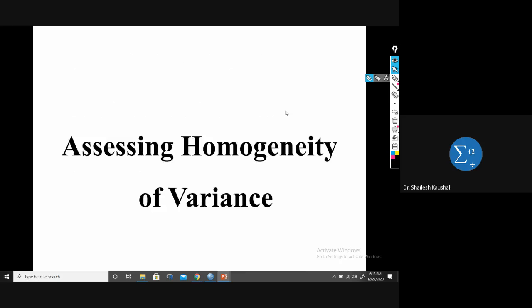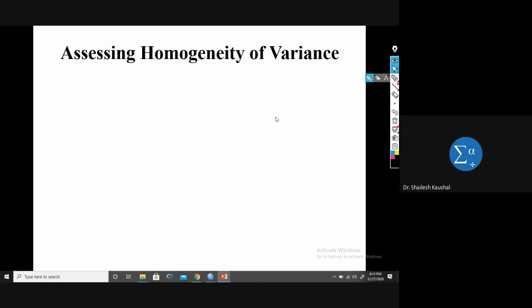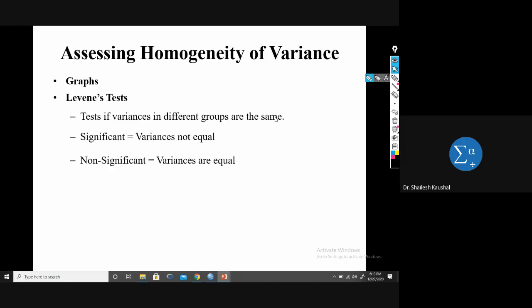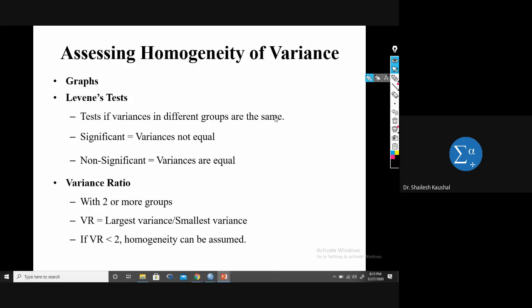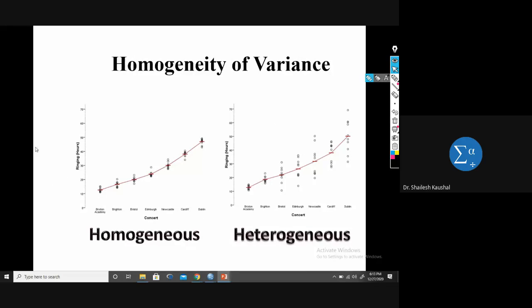Okay. Now assessing the homogeneity. So homogeneity basically tells us about the dispersiveness of the data, homogeneity of variance. Through this diagram, we can understand this.